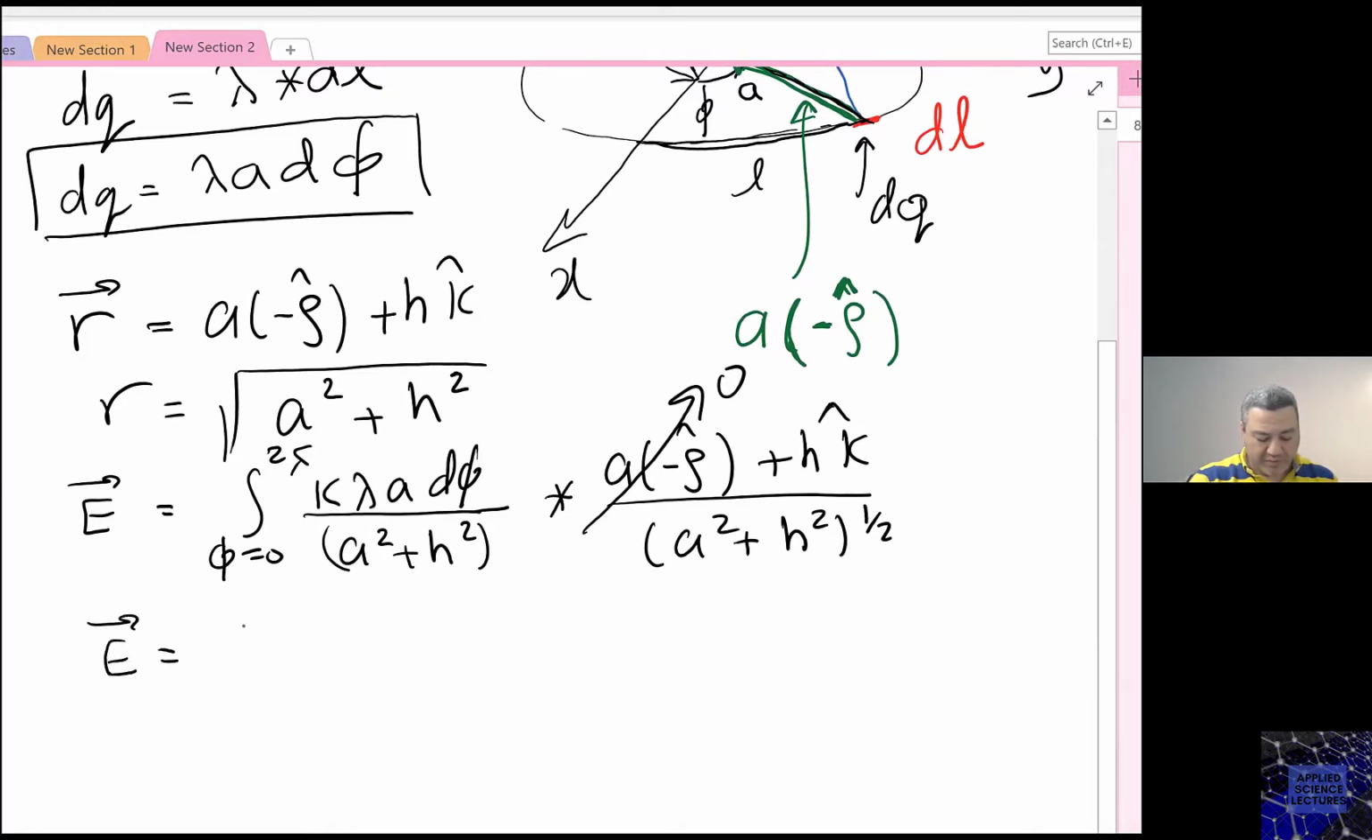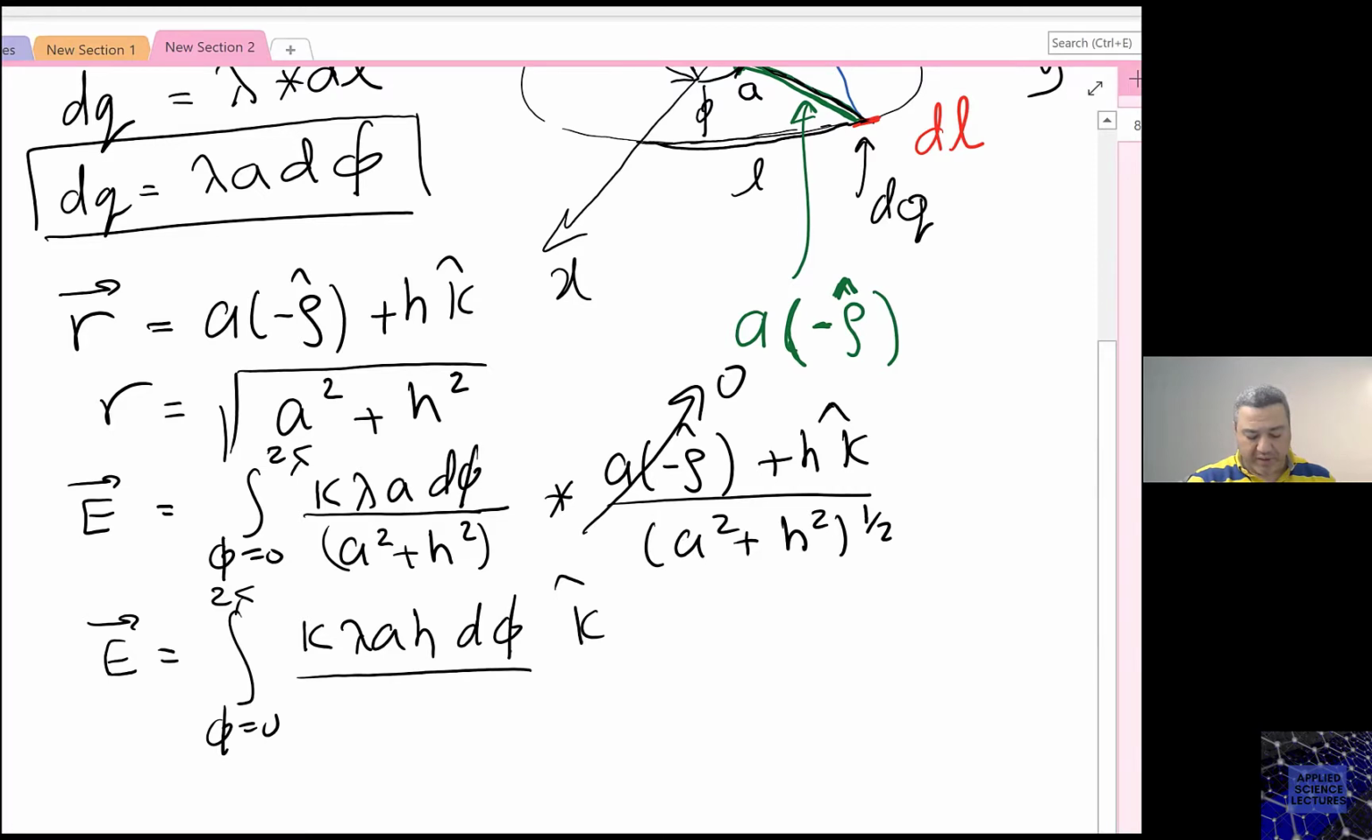E equals the integral of phi from 0 to 2 pi of k lambda a h d phi k hat, divided by a squared plus h squared to the 3 over 2, because this is a half and this is 1. If you add them, it's going to give you 3 over 2. So k lambda a h d phi k hat.